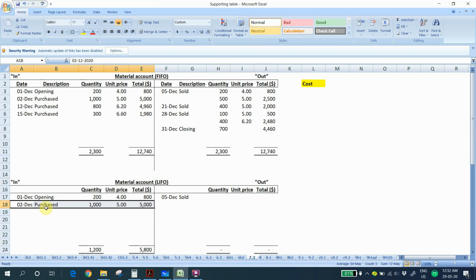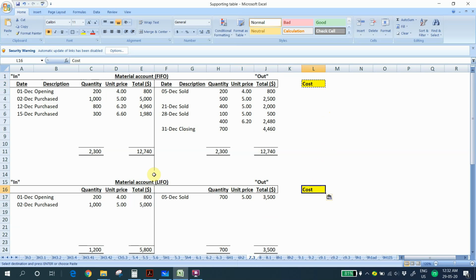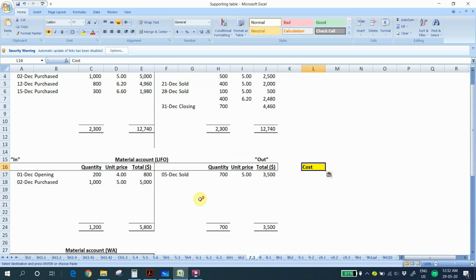So our last purchase item before we sold is 1000 units, right? And this 1000 units is enough to cover the customer order, so we will write 700 units here. Unit price, we use the second batch, because last in first out. The cost for this batch is $5 each, so we use 700 times 5, we get 3,500 as the cost. Remember, in the inventory account or material account, we only record the cost of the item that we sold.